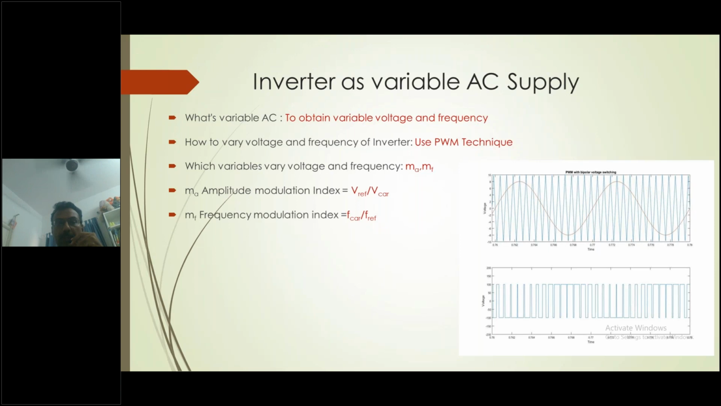Is there a limitation on increasing the carrier frequency? If I go on increasing the carrier frequency, the problem is that I have to switch my switches at very high frequency. So the switching frequency increases. Switching frequency is directly related to the harmonic order, right? If I go for higher switching frequency, I can shift the harmonics to very high order and easily eliminate them. So as I've told you, as the harmonic order increases, the filter size gets reduced.